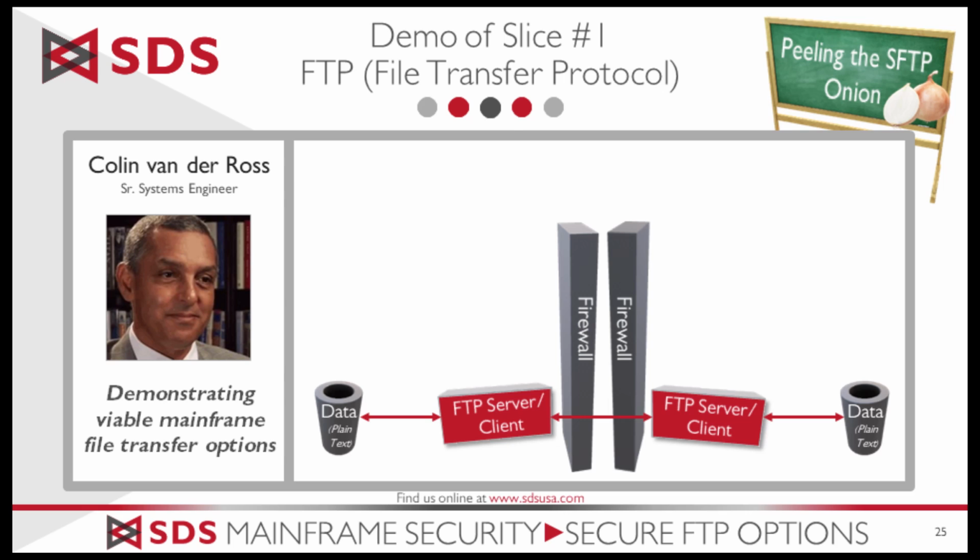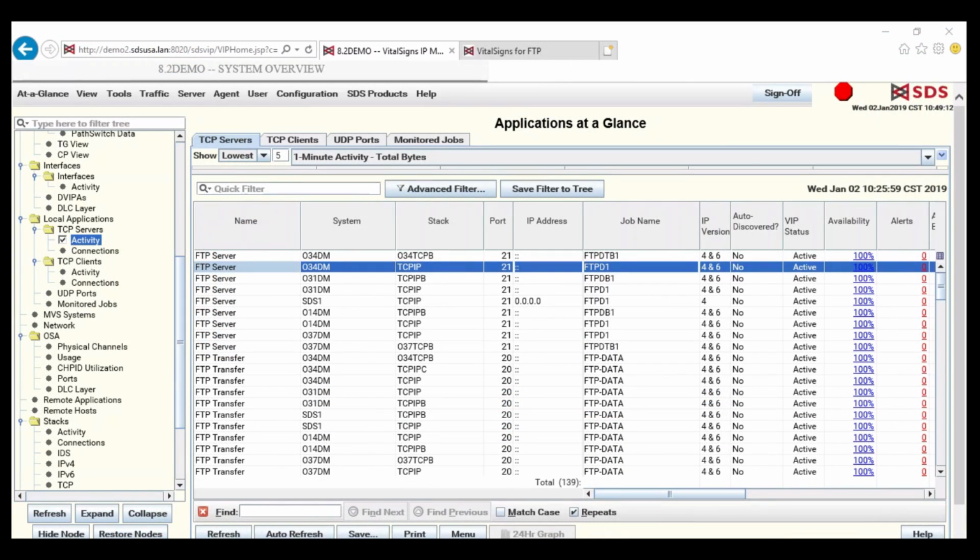Colin? Thanks, Tim. So Tim spoke about some of the privacy and security issues facing users when using regular FTP. What I would like to do now is to illustrate to you, by running a real-time packet trace on an FTP server, how the user ID, password, and also user data can be viewed in the payload of a packet trace. So let's get started.